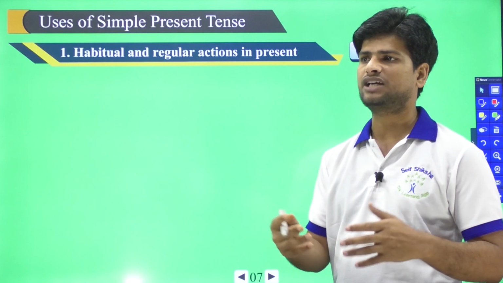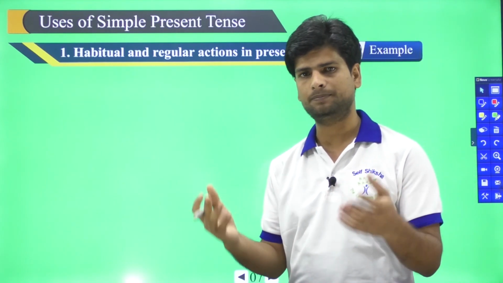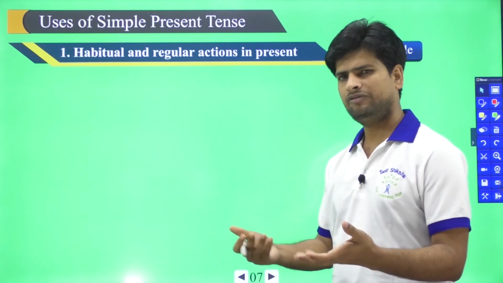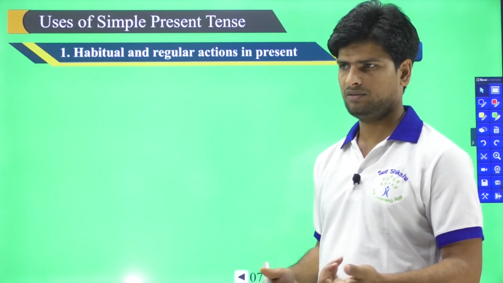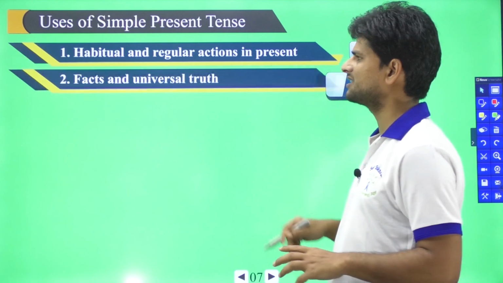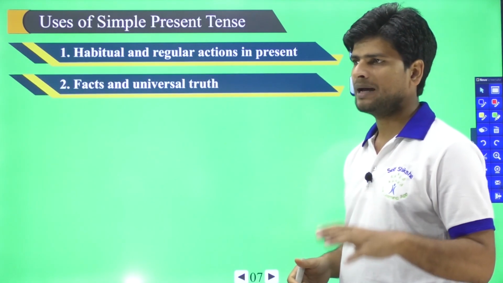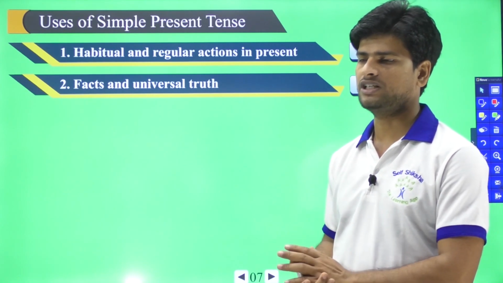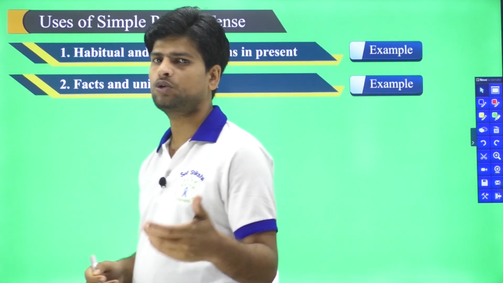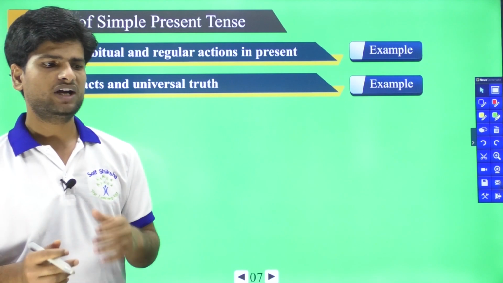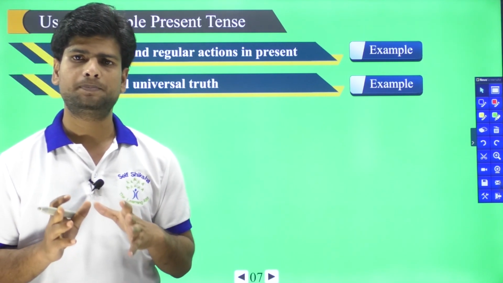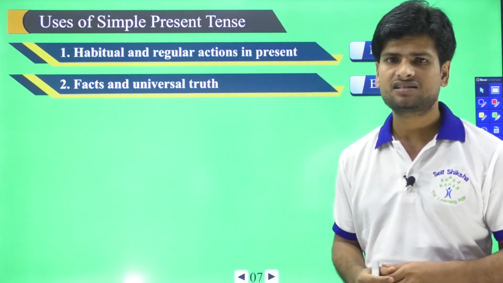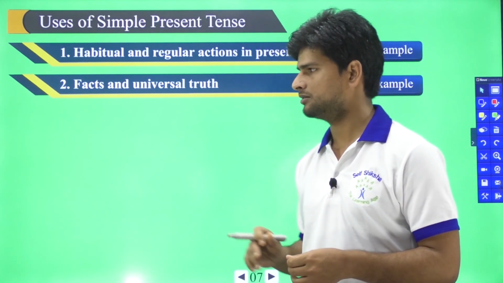अगर कोई habitual action है, for example, I wake up early in the morning every day, रोज सुबह जगने की आदत है, और I wake up with tea in the morning every day, सोने के साथ ही चाय लेता हूँ, तो it's a habitual action, so it is kept in present tense. Second use is any fact or universal truth. कोई भी फैक्ट या कोई भी यूनिवर्सल ट्रूथ अगर है तो it is kept in simple present tense.